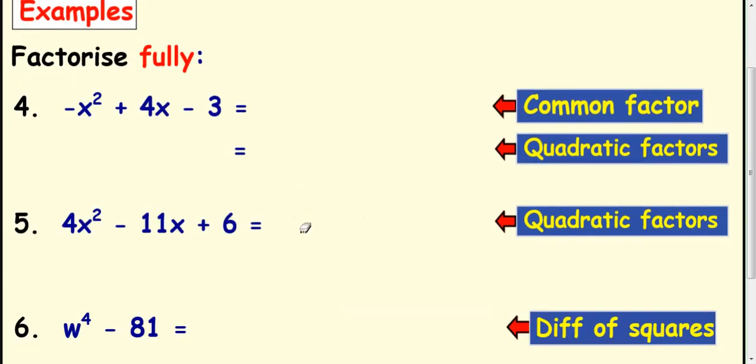Okay, 3 questions to go. Factorise fully. Right, first of all, look for a common factor. Now I've got a negative x squared here. I don't really like that, so I'm going to take out a common factor of negative 1, just to help me out here.